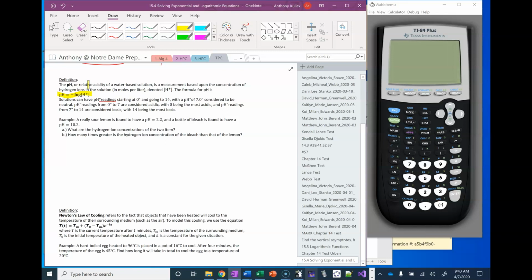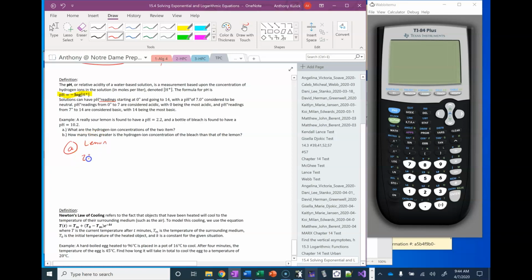So let's look at an example. A really sour lemon is found to have a pH of 2.2, and a bottle of bleach is found to have a pH of 10.2. What are the hydrogen ion concentrations of the two items? Okay. So let's do that first. So let's say we do the lemon.